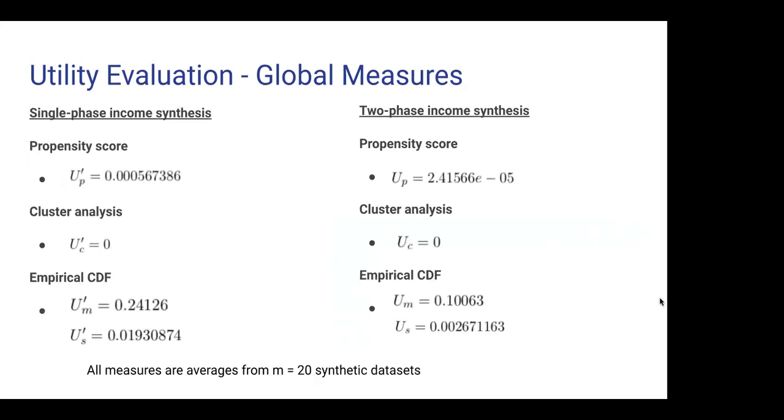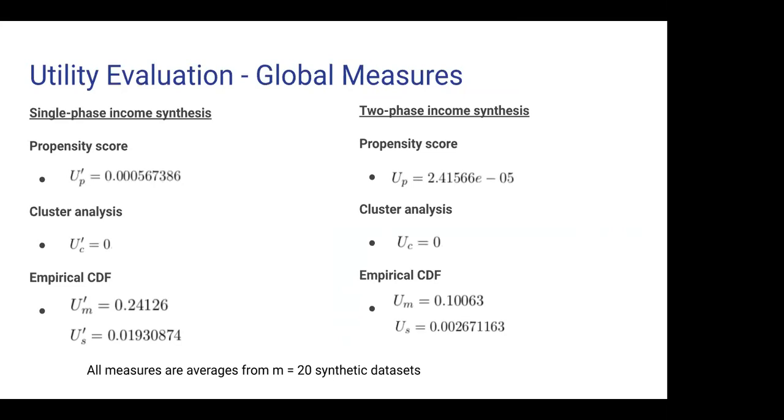Okay, yeah. So the propensity scores were both really close to 0, but clearly the one with the two-phase was closer. The cluster analysis, both were 0, and the empirical CDF had the largest disparity in these global measures, where the two-phase synthesis seemed to be significantly better than the single-phase synthesis. And all of these measures are on average of 20 synthetic data sets, or just synthetic income.